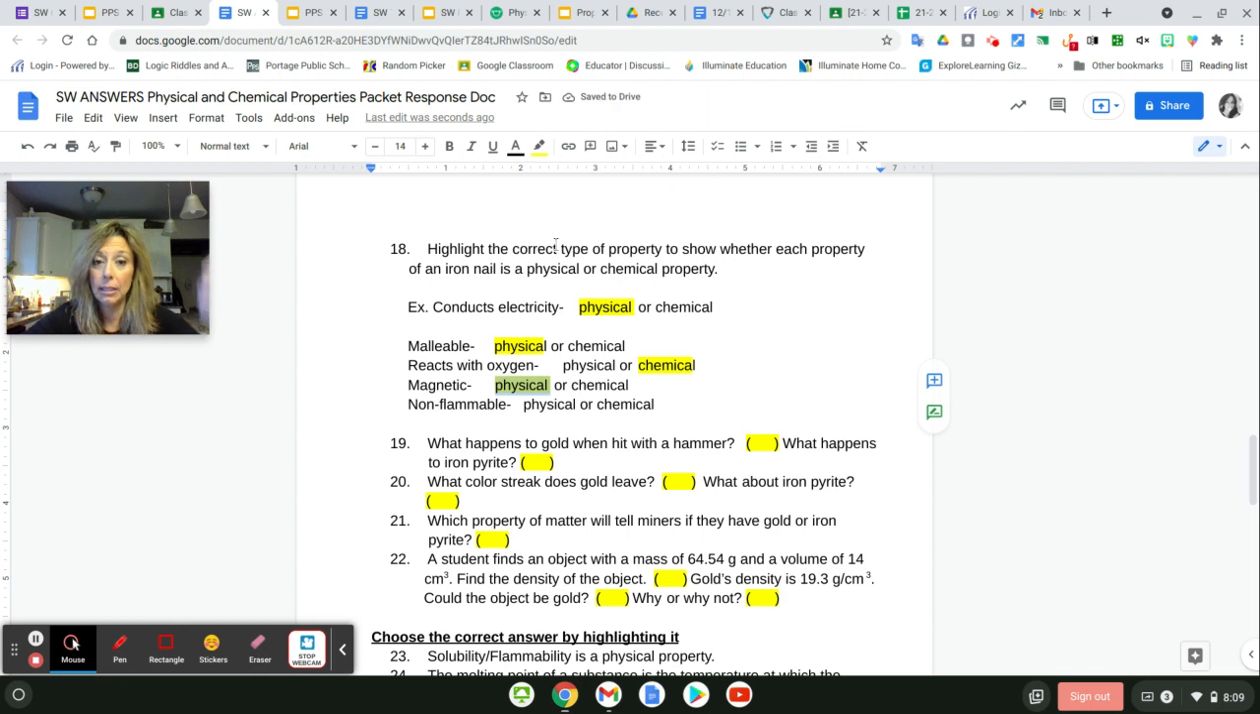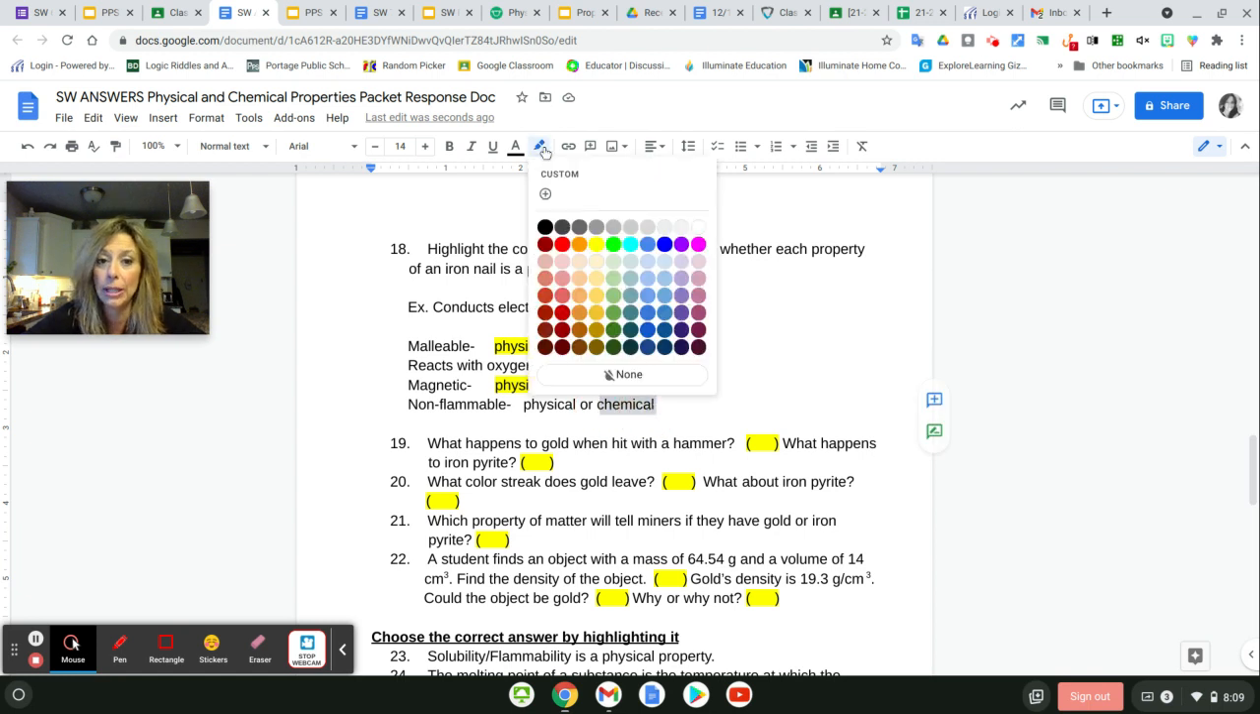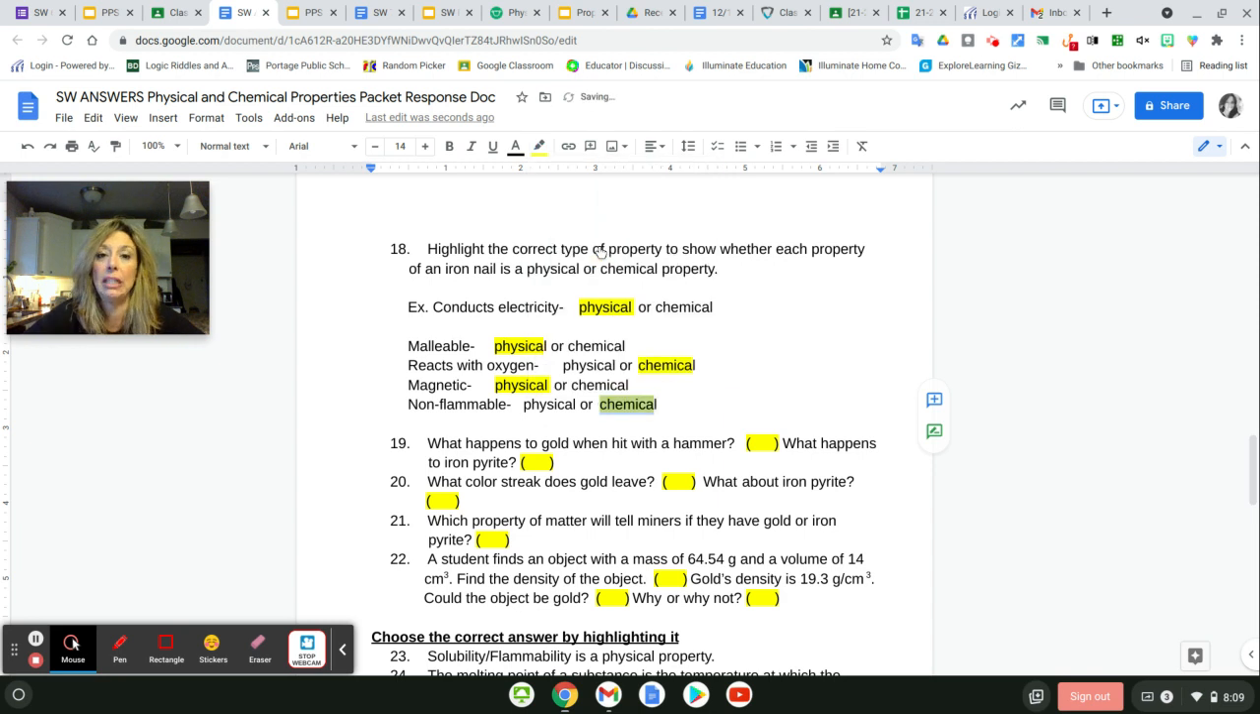Non-flammable, we can take a lit match and observe flammability and see that it is not flammable, but that particular property would still be considered chemical. We're not changing the nail, okay? Can't burn a nail, but we're observing the property, and that's kind of the important part. Even if you just observe the property, you still have to put it in the right category. So we're observing flammability, and that's a chemical property. Just because it doesn't have the property doesn't mean it's not a chemical property. It just doesn't have that chemical property.